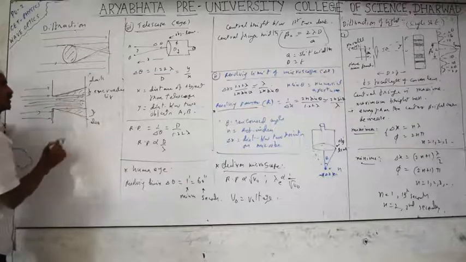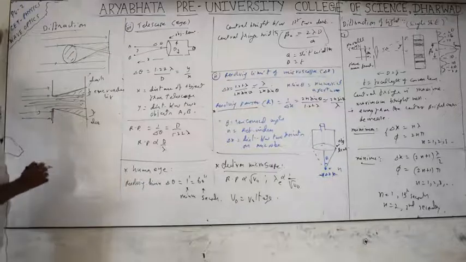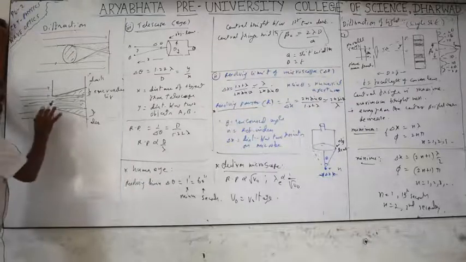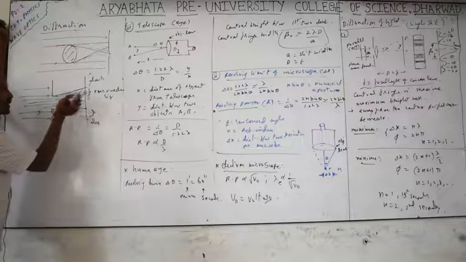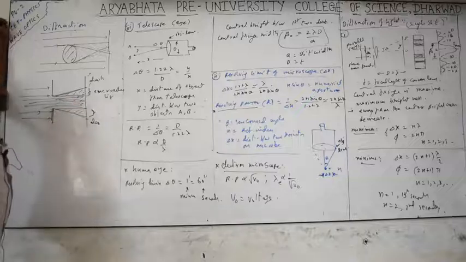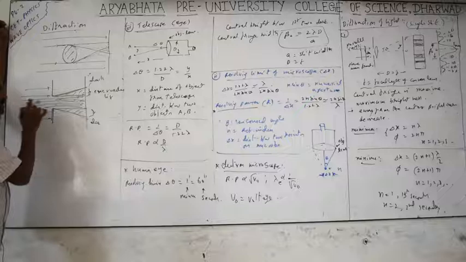Here there is less darkness of shadow. The shadow size is different from the obstacle size. That is due to the diffraction. Due to this diffraction, the light waves bend and they interfere. After that you will get the fringes.